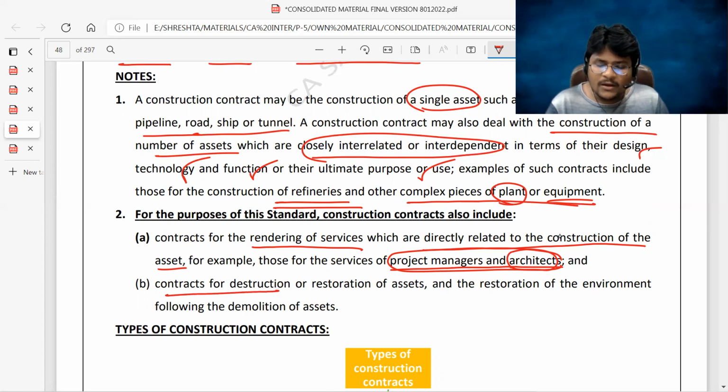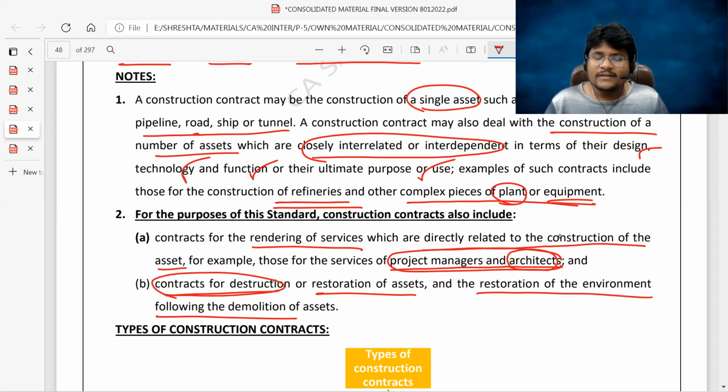Contracts for destruction or restoration of assets, and the restoration of the environment following the demolition of assets, also form part of the construction contracts. What he is indirectly telling is, for example, if you want to build something, first that place should be vacant, right? If somewhere some building is there, or some forest is there, or something which is not in reasonable condition to construct such an asset, then first you have to demolish or destroy it. You can enter into a contract for the destruction of the assets as well. Such destruction also forms part of the construction contracts.